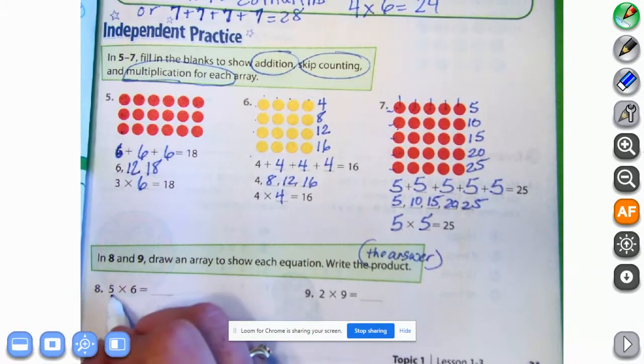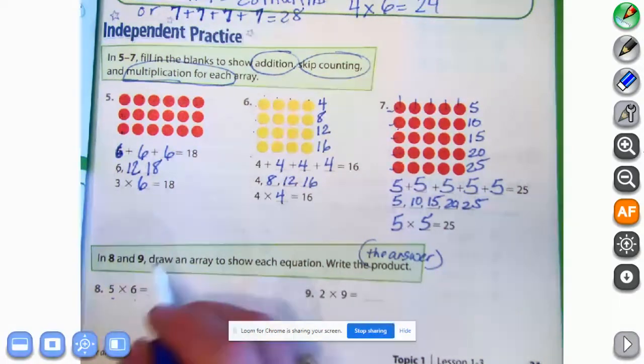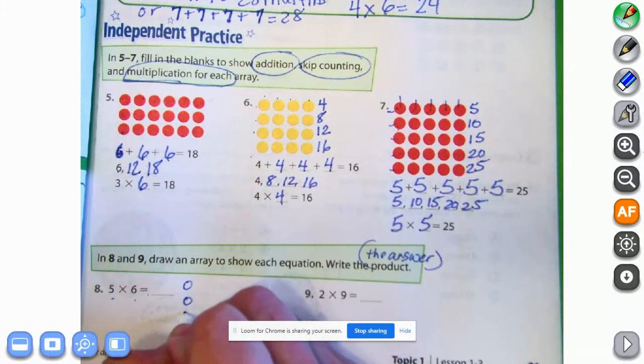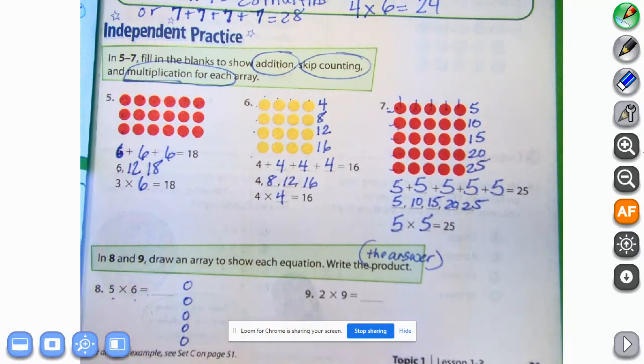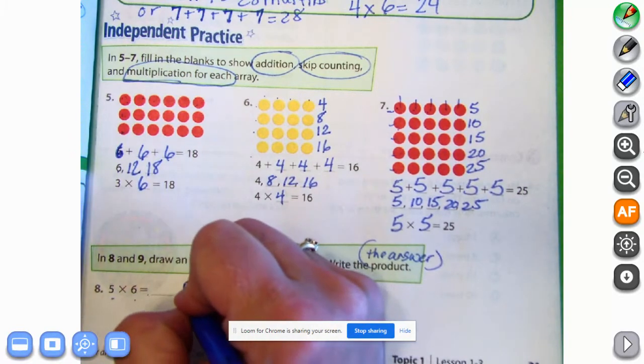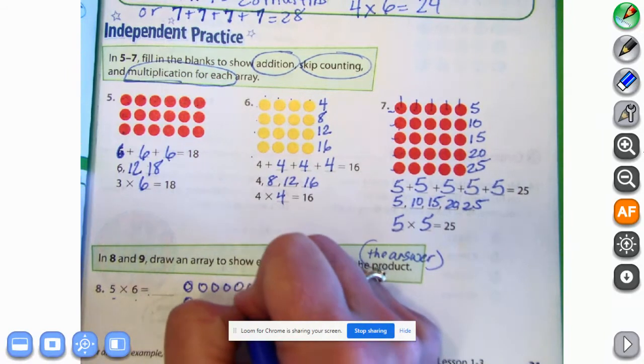All right, so we have our 2 factors here. 5 is a factor and 6 is a factor. We're looking for the product. We don't know. So draw an array to show this equation. There are 5 rows, so I'm going to do 1, 2, 3, 4, 5. There's 5 rows. I need to have 6 in each row. There's 1, 2, 3, 4, 5, 6.